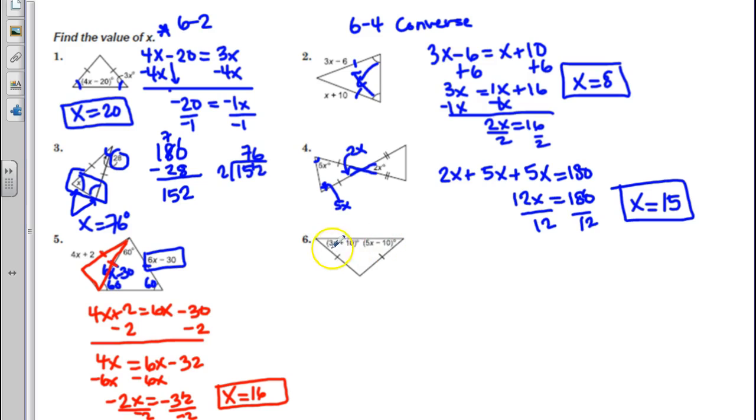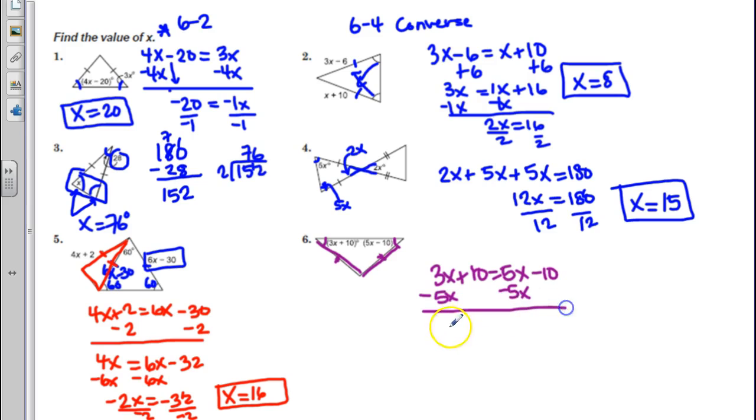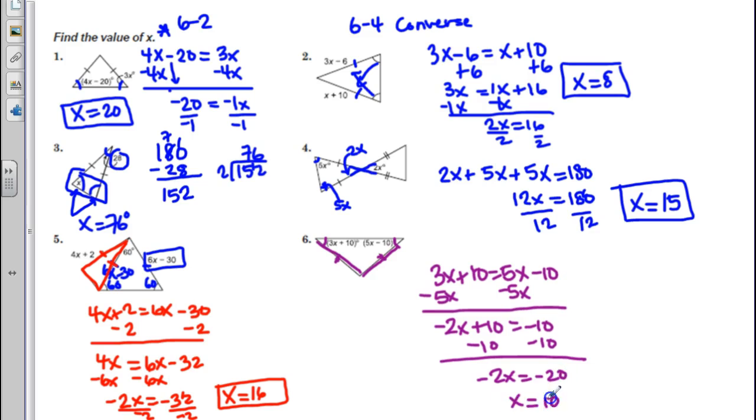All right, let's set these sides equal to each other. Why would we do that? Well, it's an isosceles triangle. This side is equal to this side. Those are my legs. And so opposite those legs would be the base angles. So 3x plus 10 equals 5x minus 10. We're getting our algebra workout on today, aren't we? Yeah, buddy. All right, subtract 5x from both sides. Negative 2x plus 10 equals negative 10. Subtract 10 from both sides. Negative 2x equals negative 20. x is 10 because we divided both sides by negative 2.